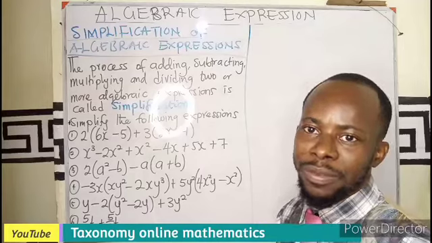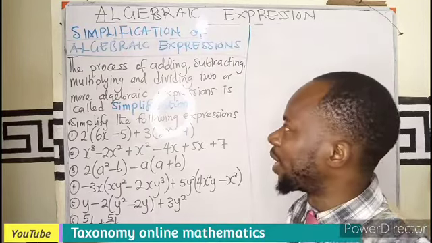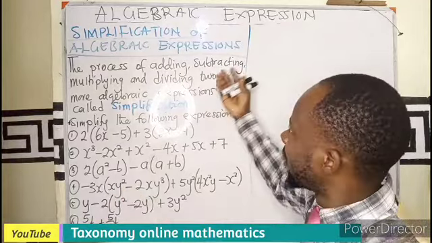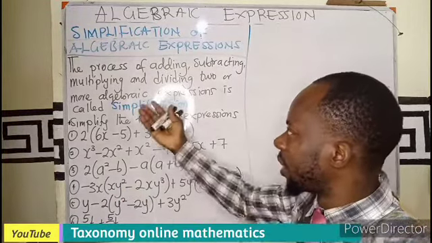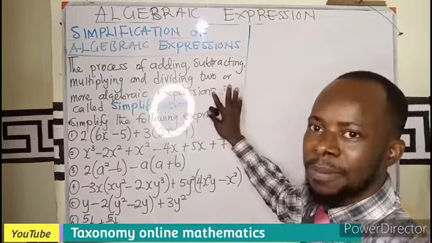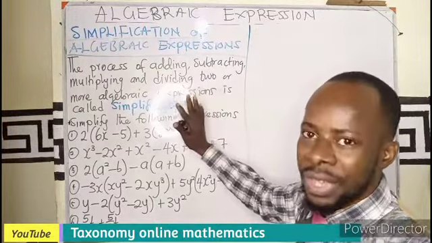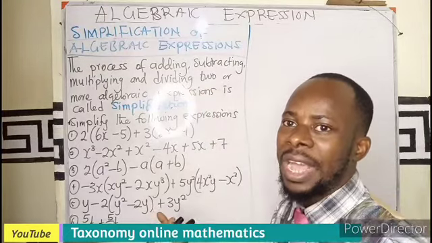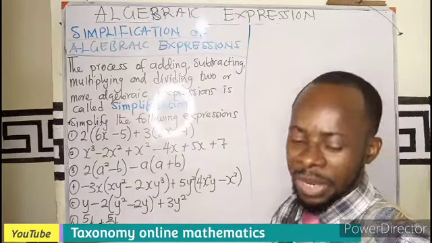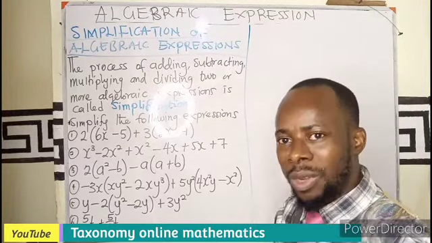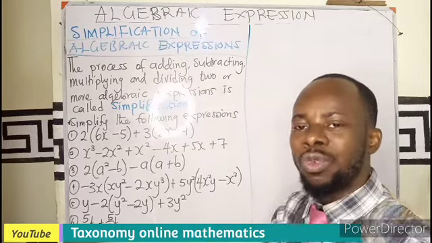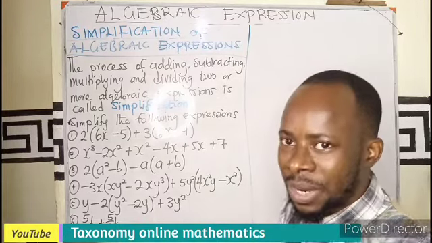So when they're talking of simplification, we are referring to the process of adding, that is performing addition, performing subtraction, multiplication, and dividing of what? Two or more algebraic expressions is what we call simplification. So if you are to simplify, you are only asked to either add the algebraic expression, subtract them, multiply, or divide. Whatever operator is present, you are asked to use it to simplify the expression.